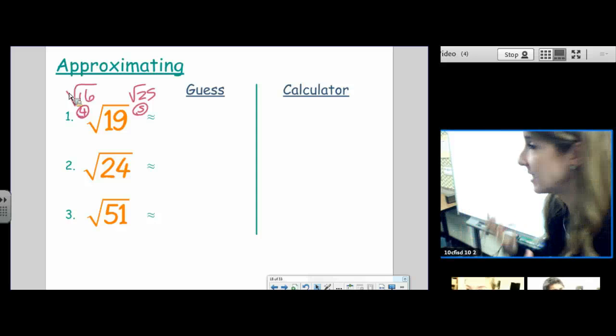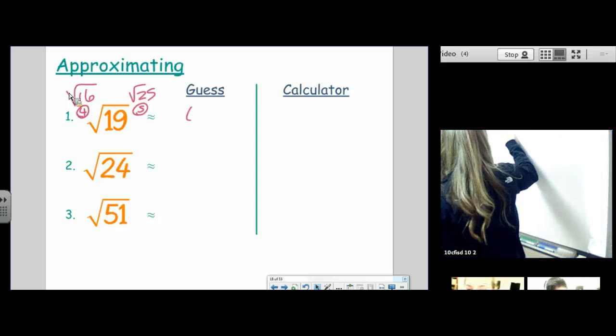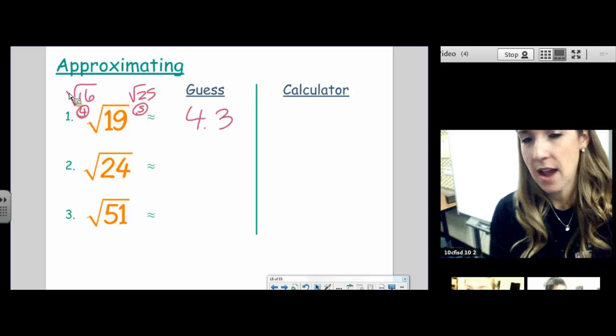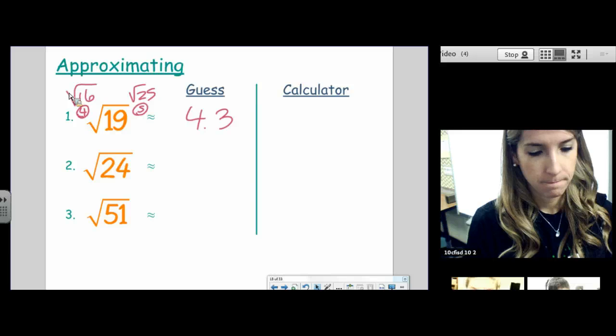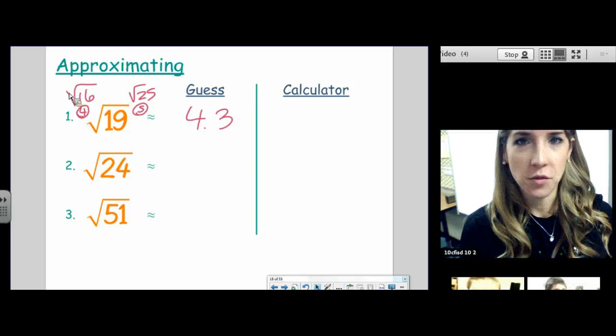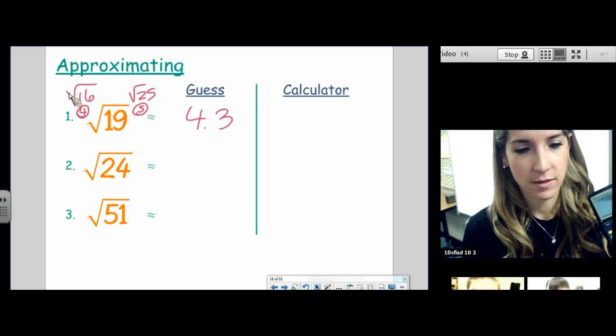So if we guessed, I don't know, what would you guess? 4.3 maybe? Now go to your calculator and take the square root of 19. 4.35. So 4.4 would have been a better guess, right?